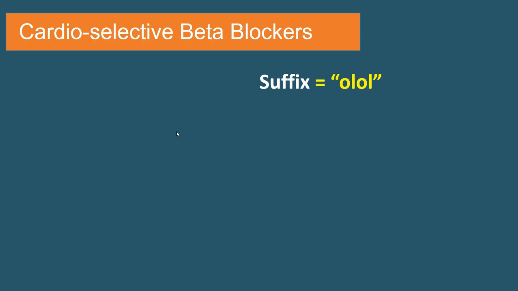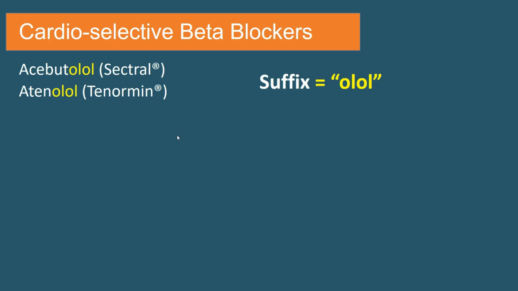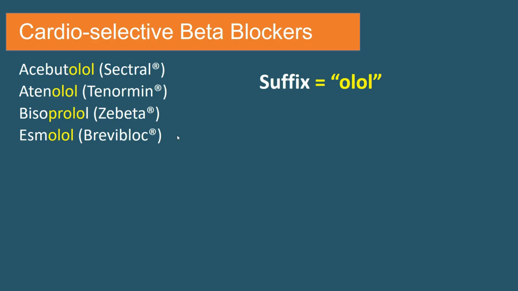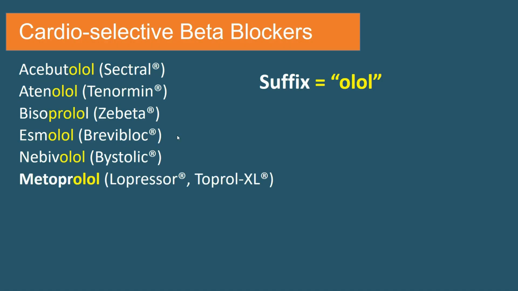They are all beta blockers, and they end with the suffix olol, O-L-O-L. Here, cardioselective beta blockers, also known as beta 1 selective beta blockers, are acebutolol, atenolol, that is Tenormin, bisoprolol, Zebeta, esmolol, and then nebivolol. So these are the cardioselective beta blockers.